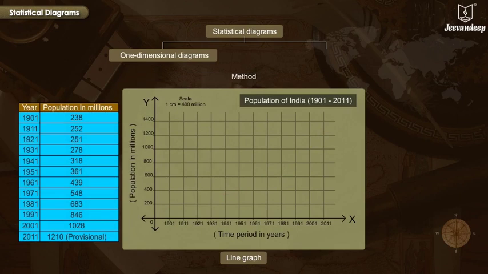Method. Select the scale according to the highest and lowest values and plot the points on the graph paper with reference to the values on x and y variables. The points are then joined with a smooth curve. Give various aspects of a map like title, legend, etc.